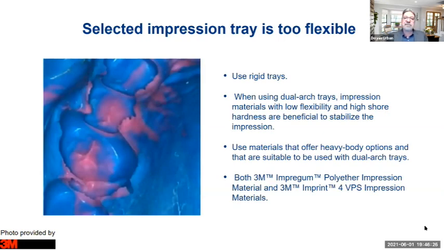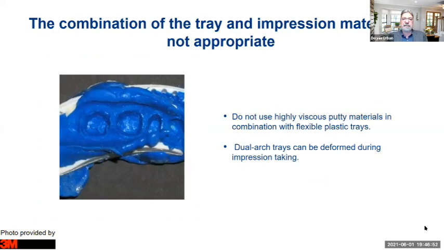And don't select an impression tray that is too flexible. Sometimes the trays you're using are too flexible. So you want to use a rigid tray. And when you're using a dual arch tray, impression materials with low flexibility and high shore hardness are beneficial to stabilize the impression. And utilize materials that offer heavy body options and that are suitable to be used with dual arch trays. And some of the impression materials like Imprigum and those types of materials are great with these types of trays. So if the combination of the tray and the impression material is not appropriate, this could also lead to distortion.